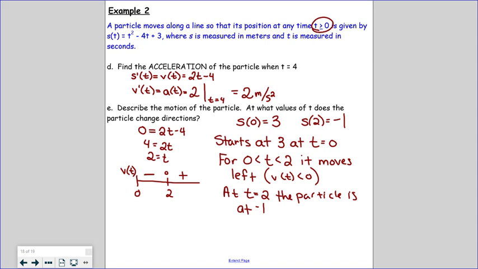And we can answer this second question right now. What values of t does the particle change directions? At time equals 2, the particle is at negative 1 and changes directions, right? Doesn't it change directions from going left to now moving right? So, it changes directions.